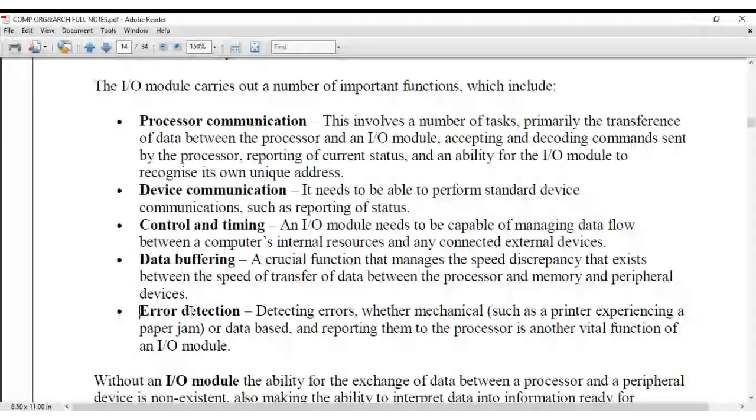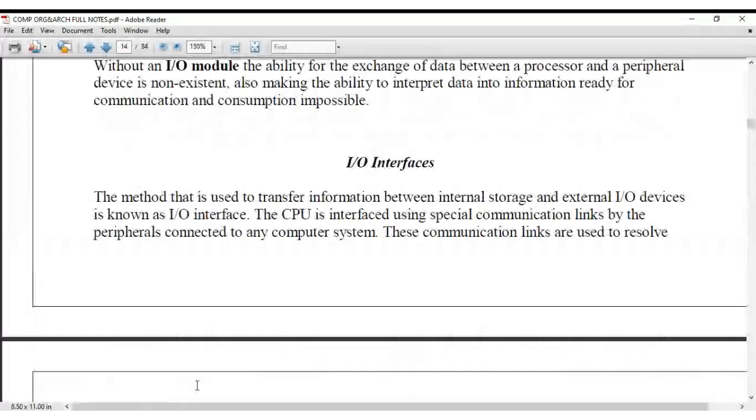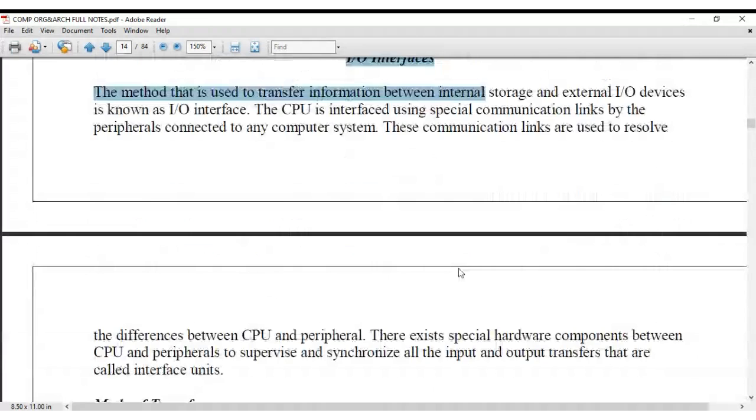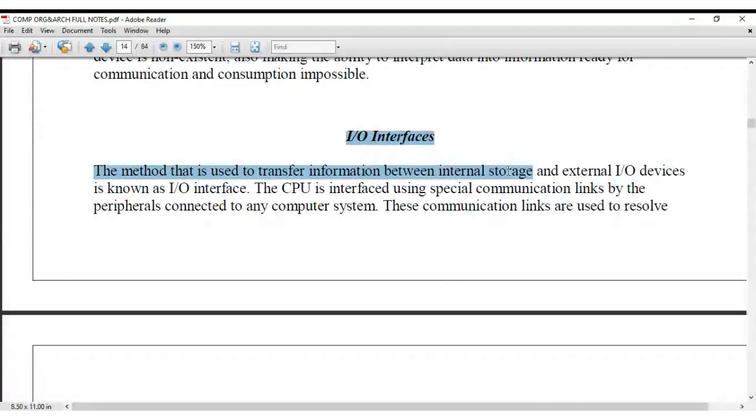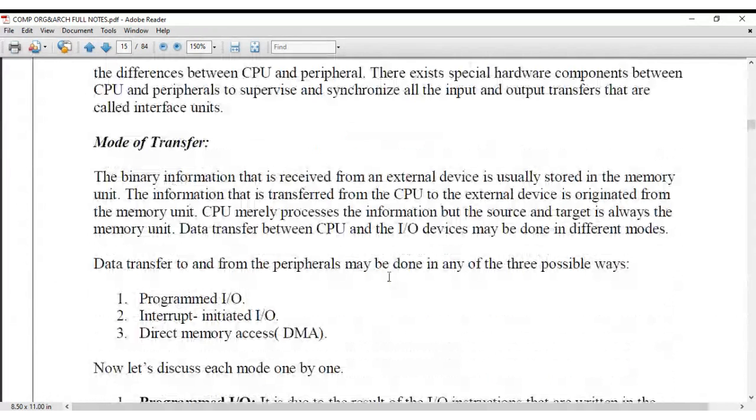All right. So we talked about those. We also said that I/O modules are basically I/O interfaces. There is no difference. I/O modules are I/O interfaces. And where we reached is where we were to begin discussing the modes of transfer: how data bits or binary information is transferred from an input device to the CPU, or from the CPU to an output device.